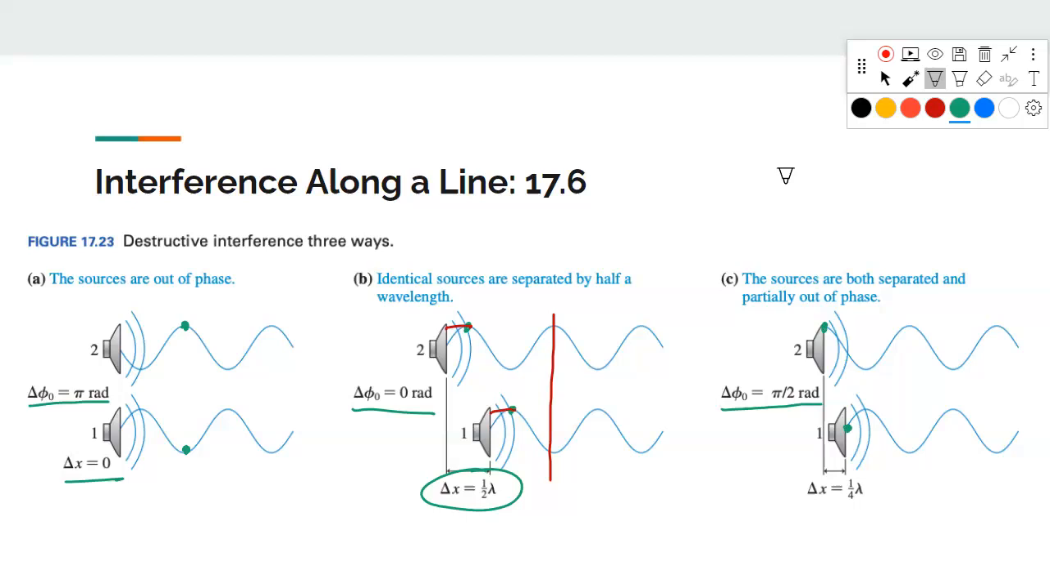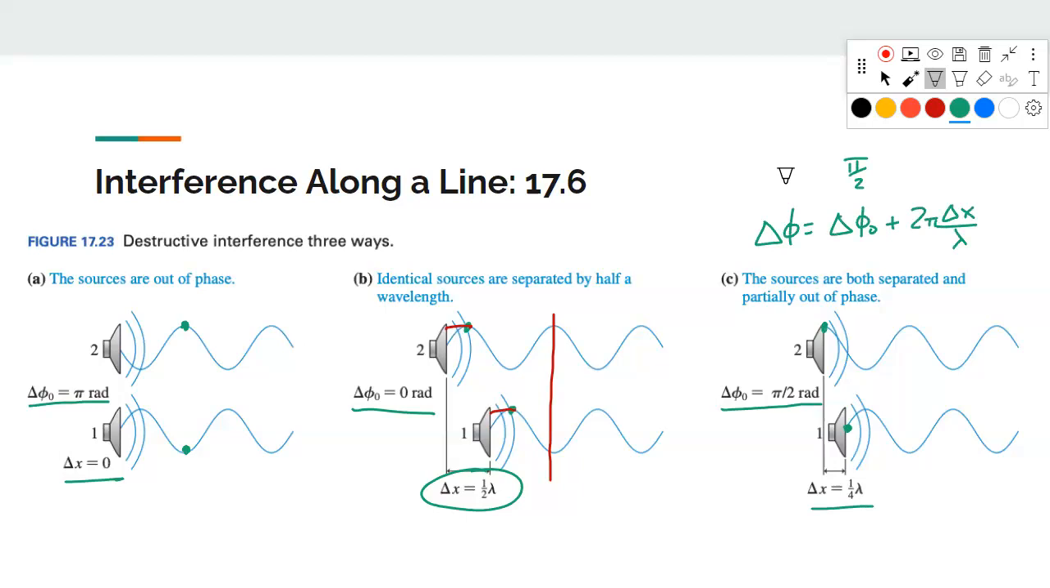But there's also a separation between the speakers. And so this is where we really have to rely on our equation, because it's hard to see what would happen intuitively versus the other two situations. So here we say that delta phi equals delta phi naught, which in this case is pi over 2, plus that 2 pi delta x over lambda. And in this case, delta x is lambda over 4. So we can just plug that in.